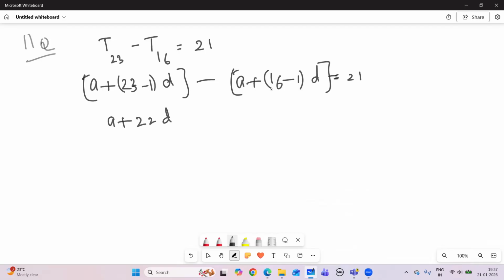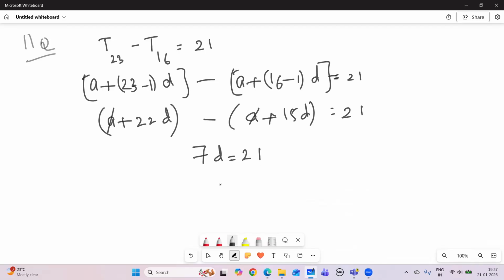Okay, this is A plus 15D, and the difference is 21. A cancels out, and you have 22D minus 15D. 22 minus 15 is 7D. This is 21. So D is 3.